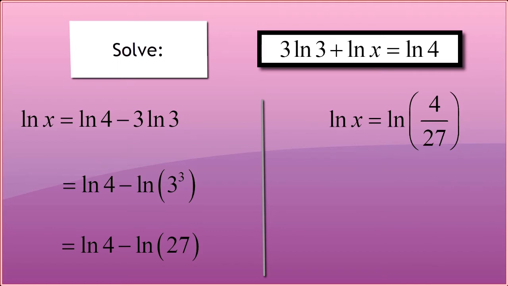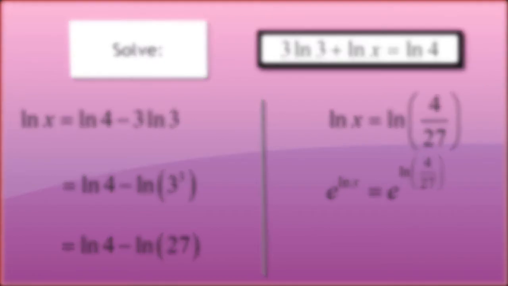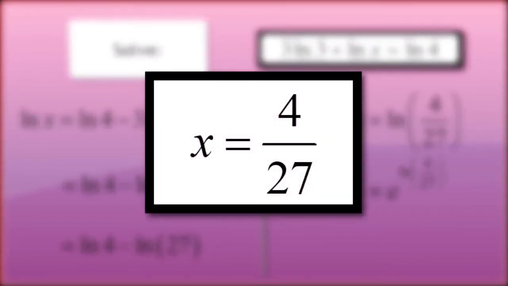To unlock x, we need to use the key, which is an exponential function with the same base. In this case, this is the exponential function with base e. Applying the exponential function e to both sides, we can now solve for x. Doing this is called exponentiation. Therefore, x equals 4 divided by 27.